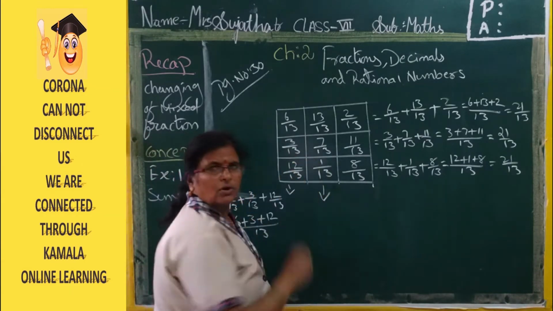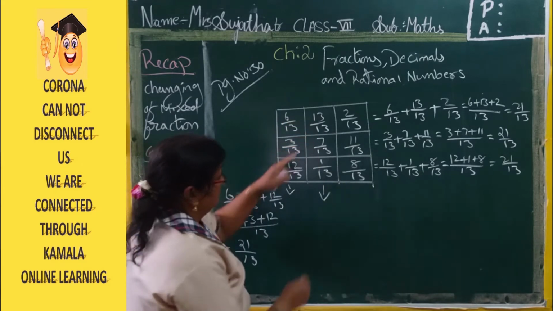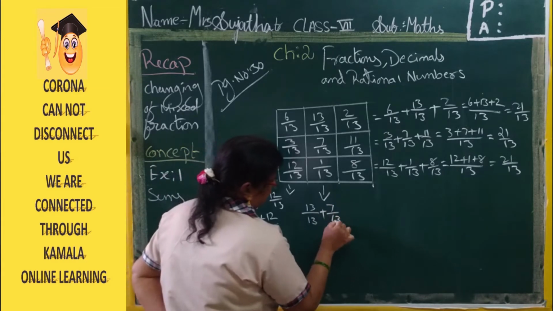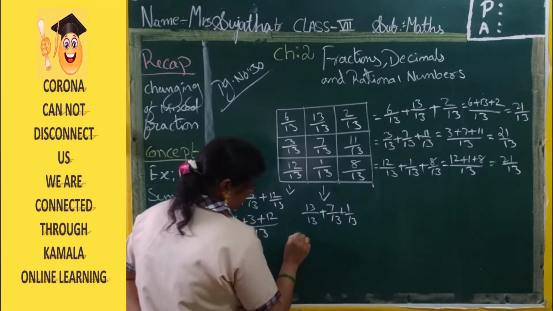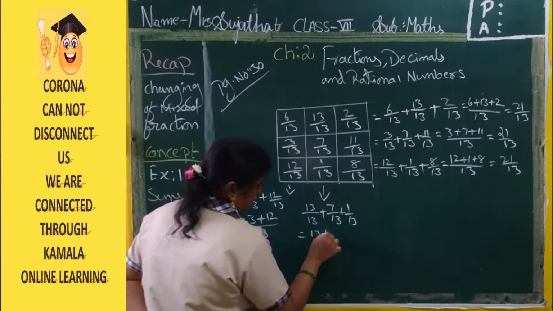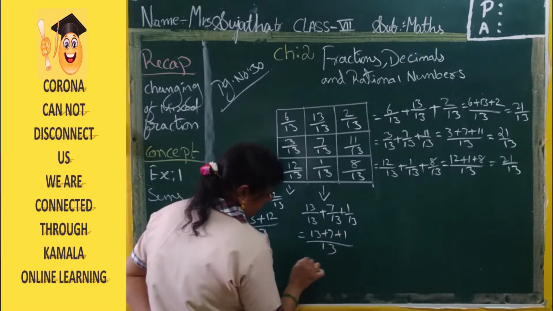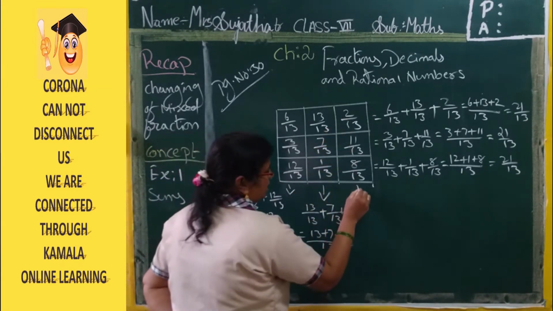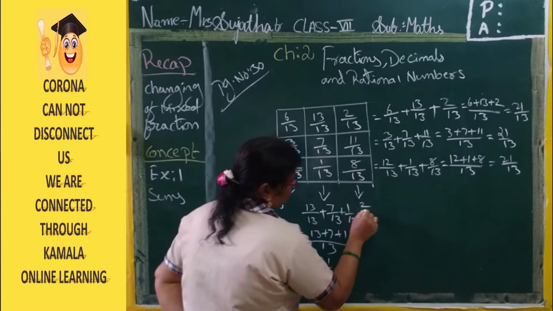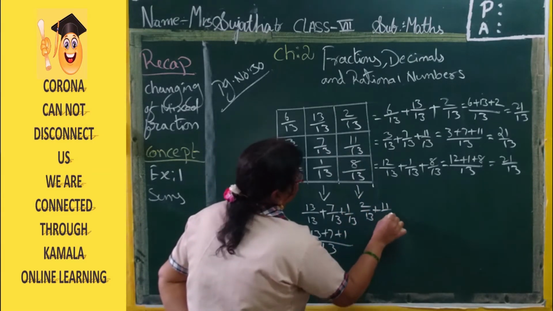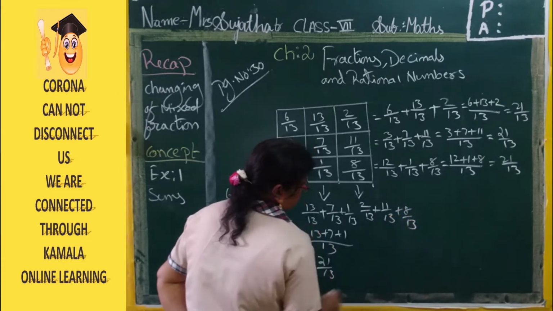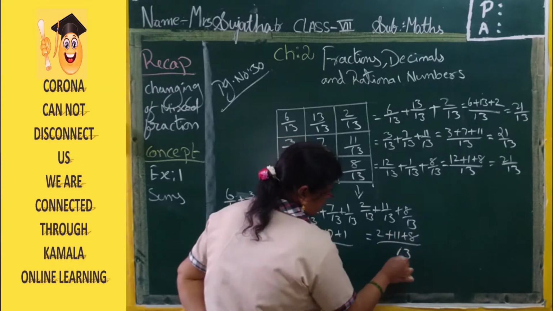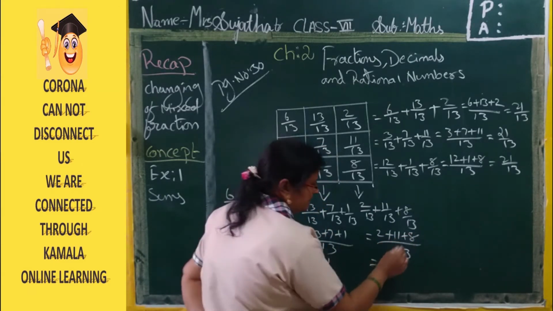Again this second column: 13 by 13 plus 7 by 13 plus 1 by 13. That is equal to 13 plus 7 plus 1 by 13. 13 plus 7, 20. 20 plus 1, 21 by 13. Now the last column: 2 by 13 plus 11 by 13 plus 8 by 13. That is equal to 2 plus 11 plus 8 by 13. 2 plus 11, 13. 13 plus 8, 21 by 13.